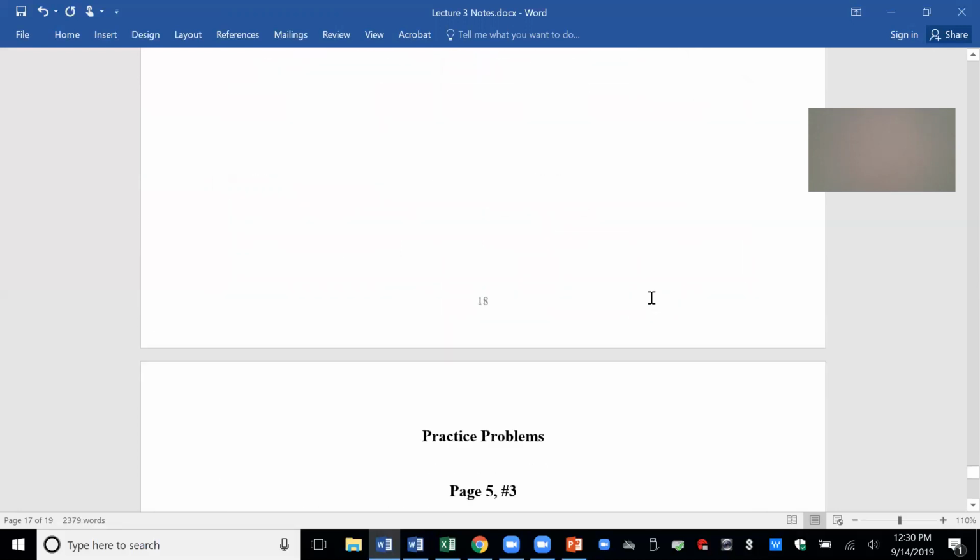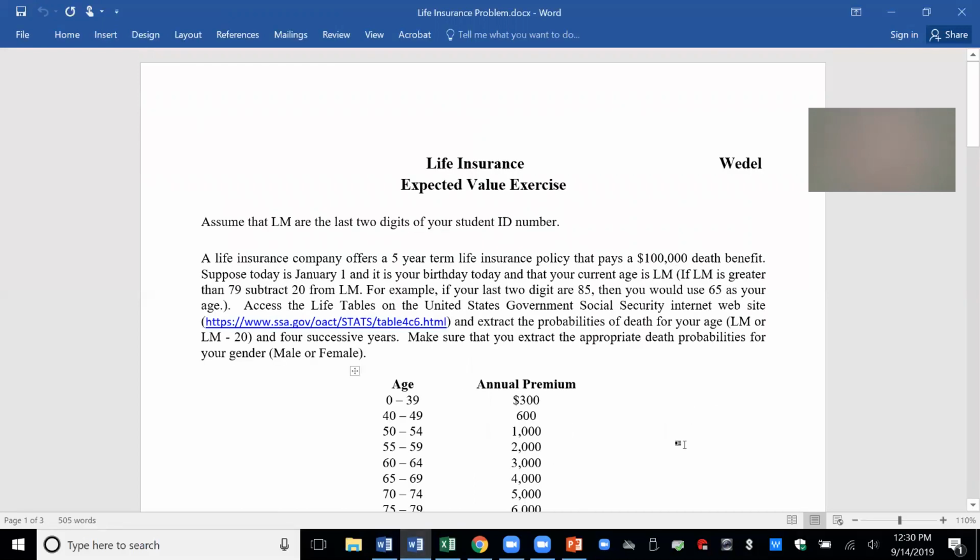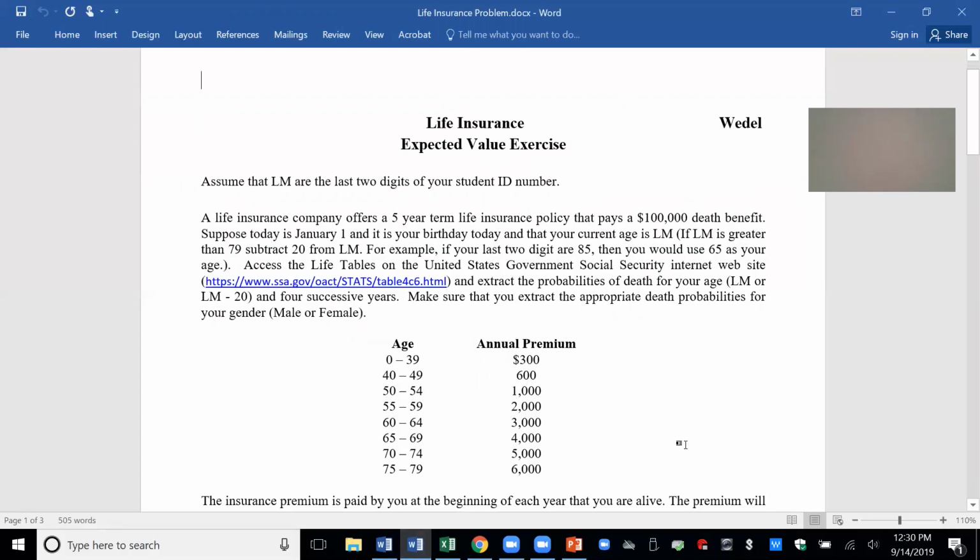All right, our practice problems are 3 and 5 and 9 in this section. And also we're at the point now to look at our life insurance problem, which is due in a few weeks. Let's take a look at that. So we're going to find the expected value to an insurance company of a life insurance policy on you, a 5-year term life insurance policy on you. It has a $100,000 benefit.